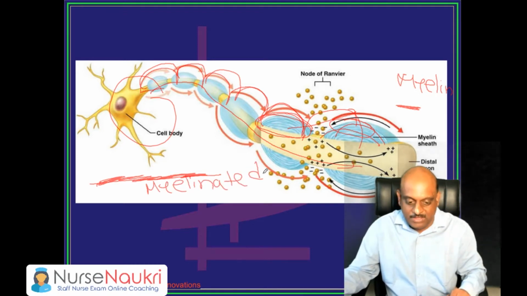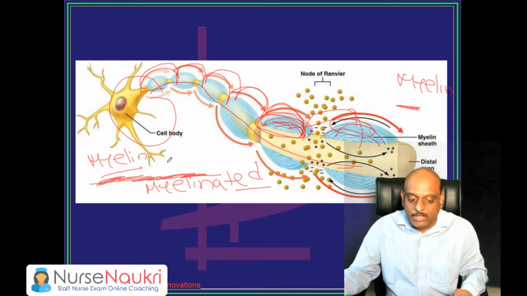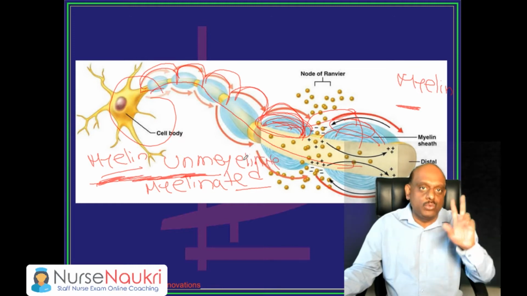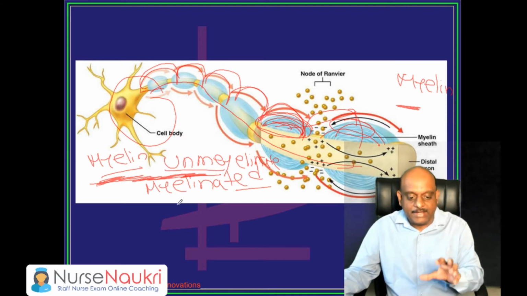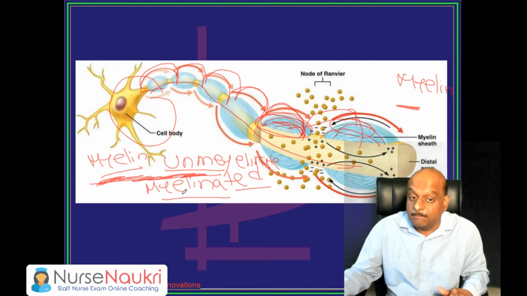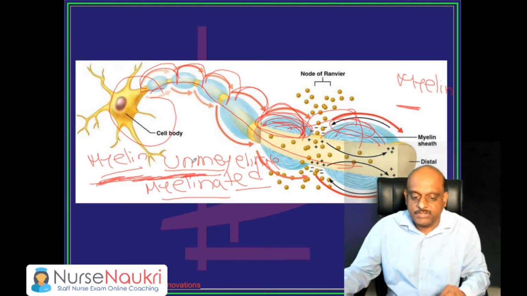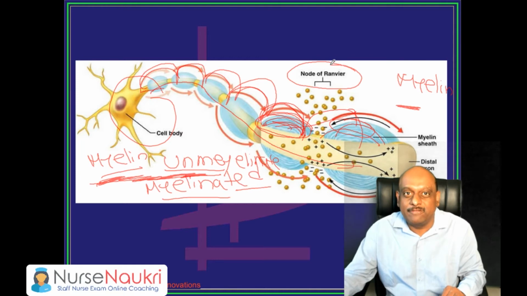There are two types of nerves. Myelinated nerves, which have this kind of sheath called the myelin sheath, M-Y-E-L-I-N. Myelin sheath is around the nerve. So you have two types of fibers, myelinated fibers and unmyelinated fibers. Two types of fibers that you need to know. If you take the myelinated fibers, they conduct very fast from one node of Ranvier to another node of Ranvier. What is this called? Node of Ranvier.